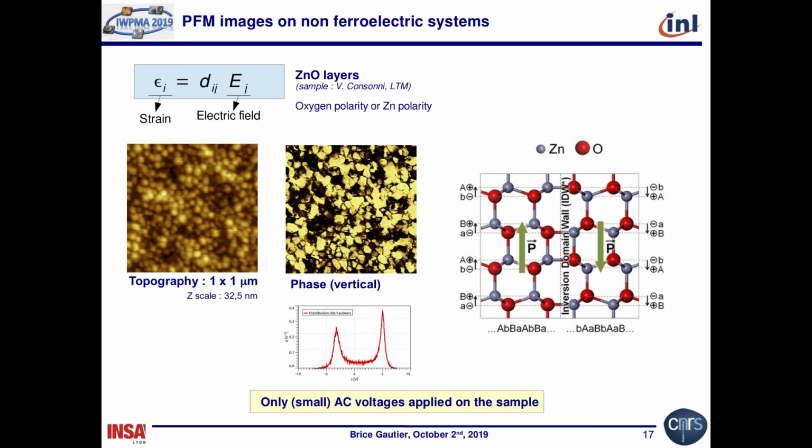This is the topography of this sample, 1 by 1 micron, and this is the PFM signal. Of course, I cannot switch this polarization, but I can see very clearly the different areas where the polarization is zinc and the area where the polarization is oxygen. By comparing to this, the signal is very reproducible, so you can assign to each contrast which one is towards the bottom of the bulk, which one is towards the surface. And you just make this kind of mapping by applying very small voltages, like one volt, for example, which corresponds to some picometers of vibration only. It is thanks to the lock-in amplifier.